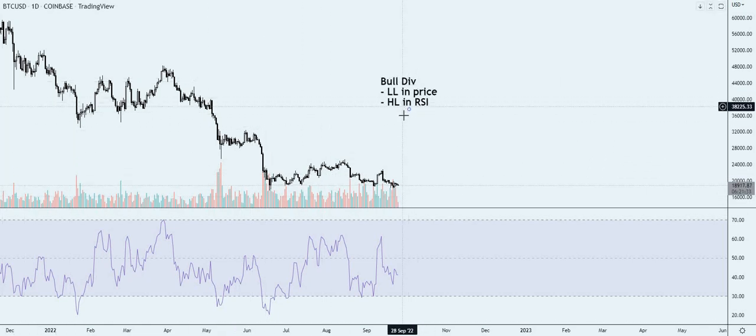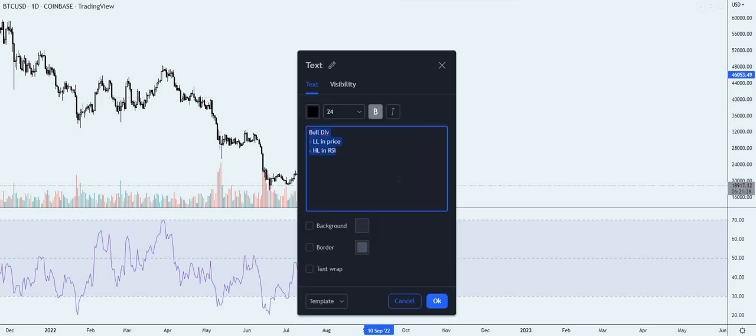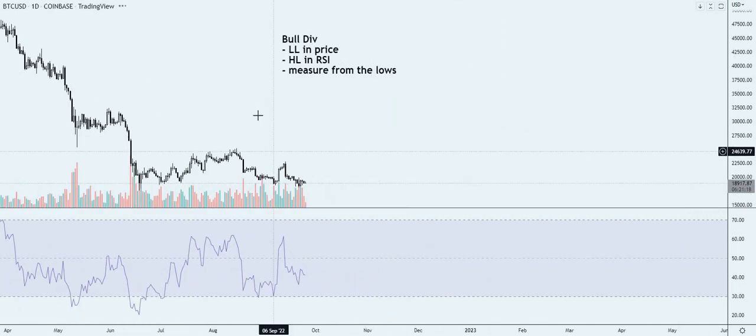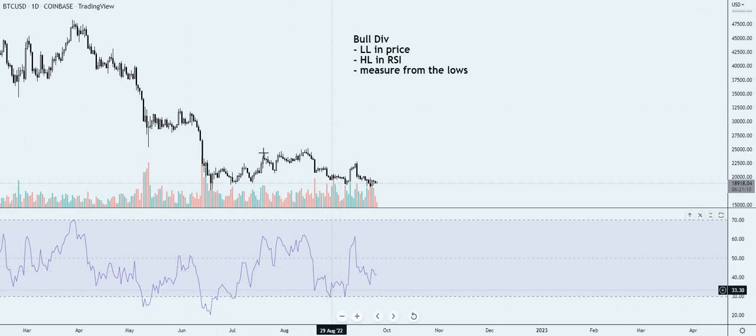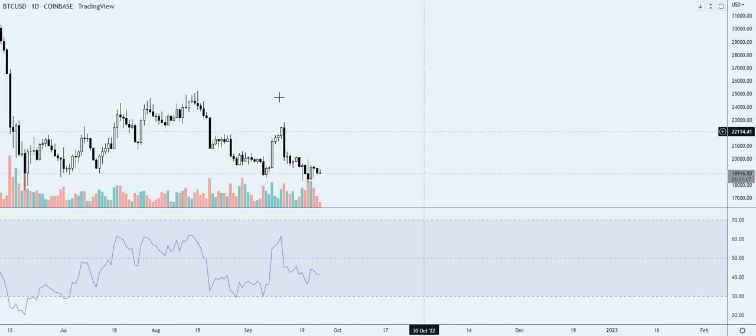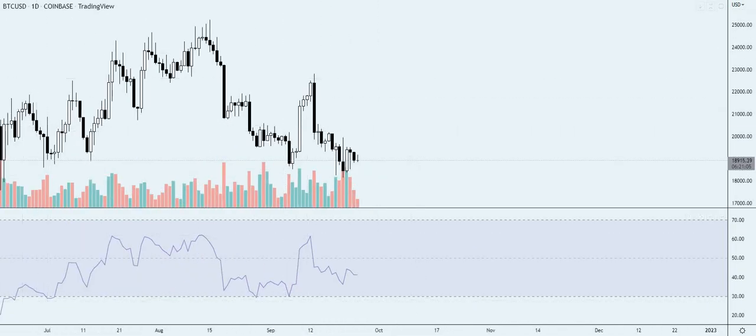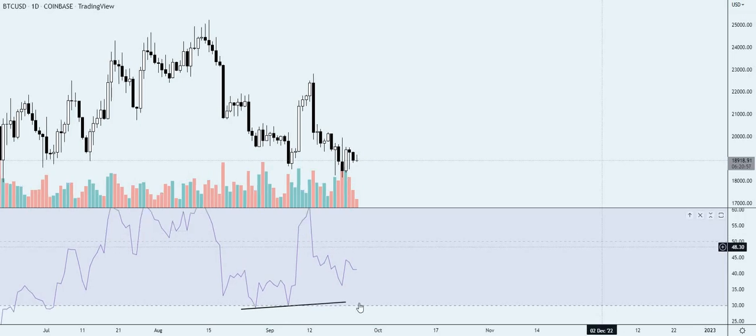Okay, right off the bat, we'll cover bullish divergence. These are the conditions for bullish divergence: lower low in price, higher low in RSI, and the other condition is that you measure from the lows. So let's just go here. We got Bitcoin USDT on the one day on Coinbase. Really easy to spot is to just find basically a higher low in RSI on the lows. So there's a higher low there. It's very slight, but you can see it, and you can see it there, right?